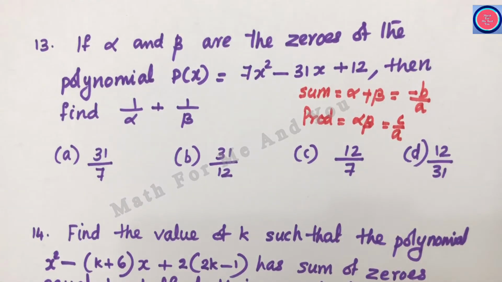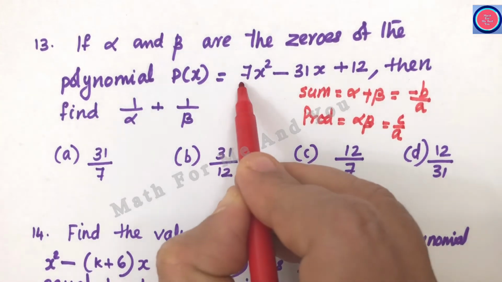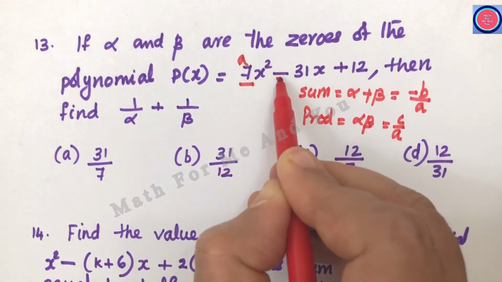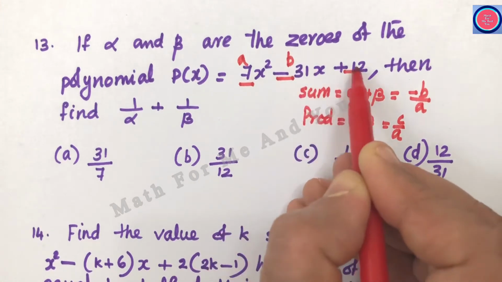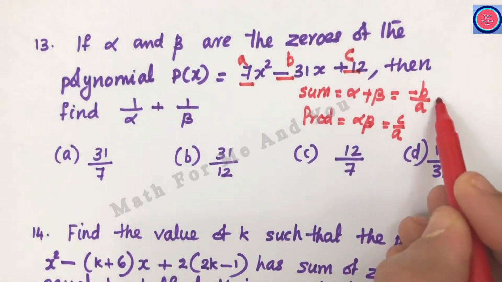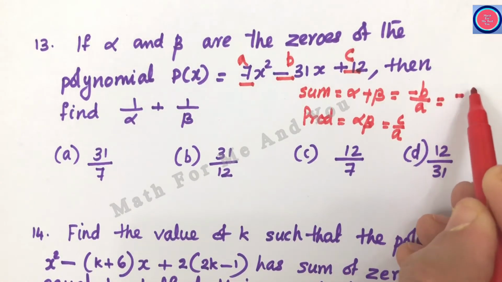So what is a, b and c? A is the coefficient of x square, that is 7. B is minus 31, which is coefficient of x, and c is 12. Now we can write what is minus b by a. Minus of b is minus 31. Divide by a is 7.